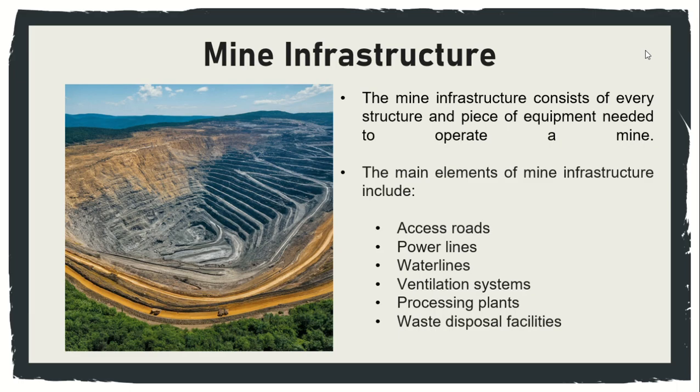So, mine infrastructure. The infrastructure consists of every structure and piece of equipment needed to operate a mine. The main elements of mine infrastructure include access roads, power lines, water lines, ventilation systems, processing plants, and waste disposal facilities. Mine infrastructure is essential for the safe and efficient operation of a mine. The type of infrastructure that is required will vary depending on the size and type of the mine.